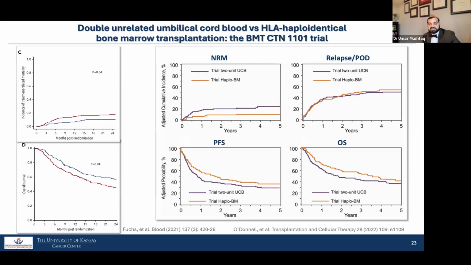These studies support the use of haplo as a preferred approach. There are ways to upgrade cord blood. There are ways to enrich it in more stem cells. But again, it's also costly. Haplotransplantation donors are readily available, and it's also cost effective.